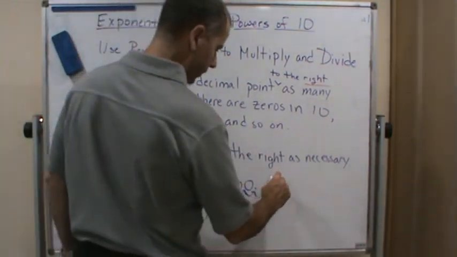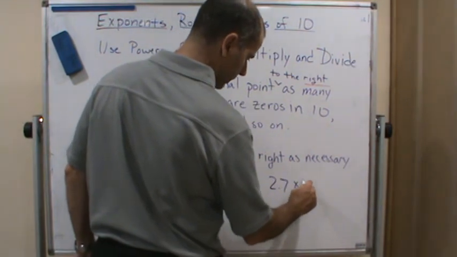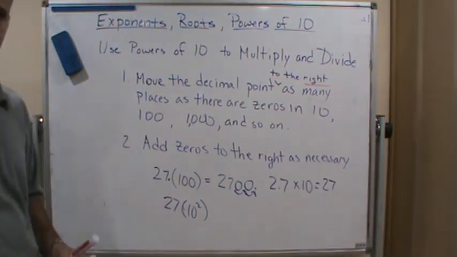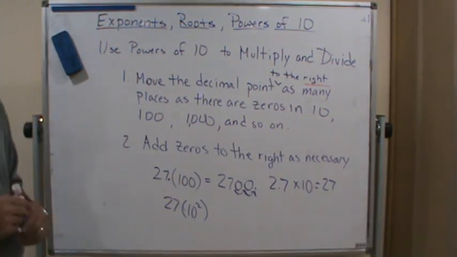So again, 2.7 times 10 equals 27, right? And that's all we're doing. Okay, so we'll do some examples and move on.